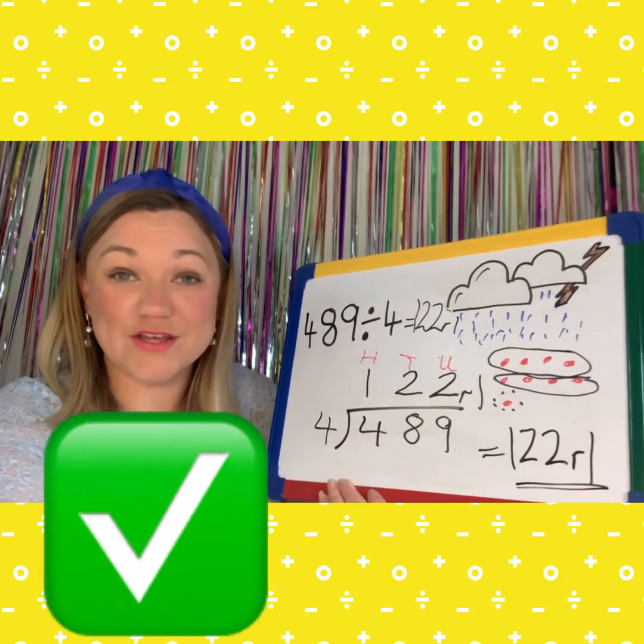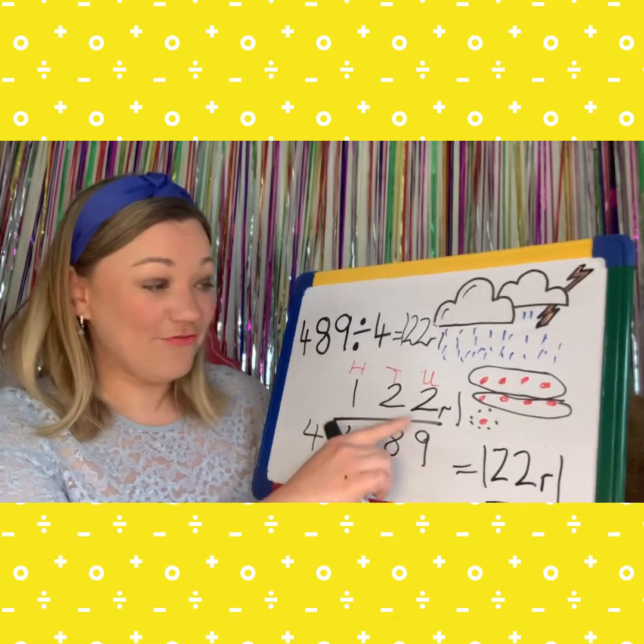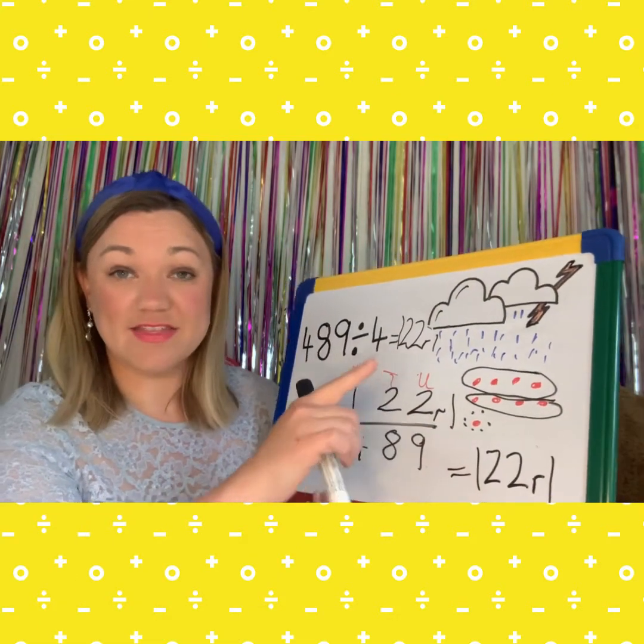122 remainder 1 is the answer. So I've remembered to use my remainders. That's when it starts to get harder, and that's what we're going to have a go at now.